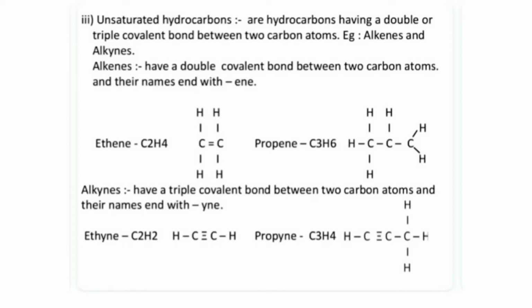Unsaturated hydrocarbons are hydrocarbons having a double or triple covalent bond between two carbon atoms. Example, alkenes and alkynes. Alkenes have double covalent bond between two carbon atoms and their names end with ene. Ethene C2H4, propene C3H6. Alkynes have triple covalent bond between two carbon atoms and their names end with yne. Ethyne C2H2, propyne C3H4.